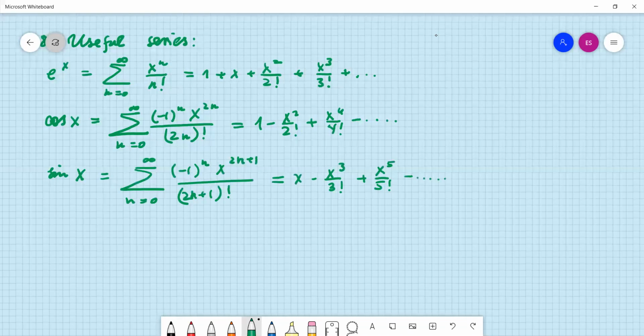Just one more series. This is the geometric series. 1 over 1 minus x, which is 1 plus x plus x squared plus x cubed. You see all coefficients are equal to 1, and sigma notation is very simple, x to the power of n goes from 0 to infinity.